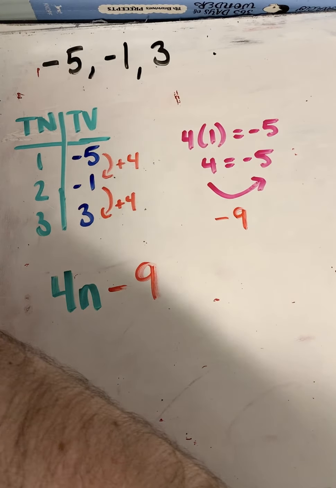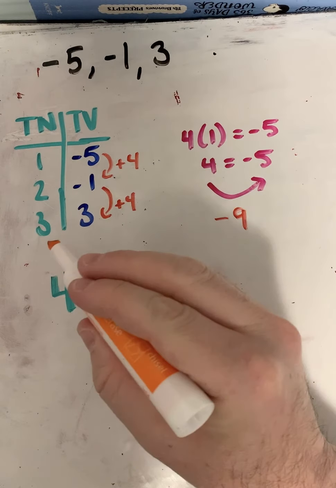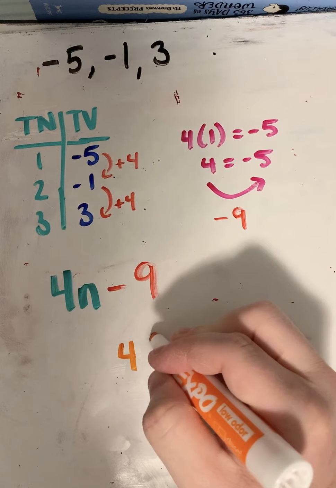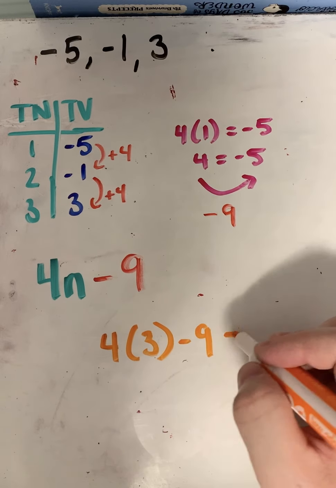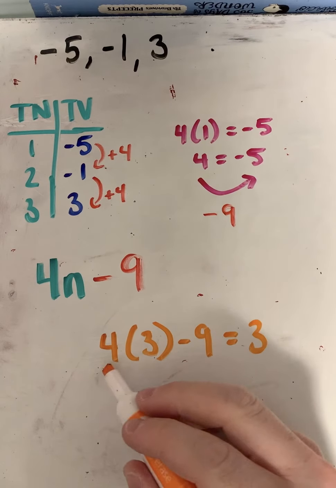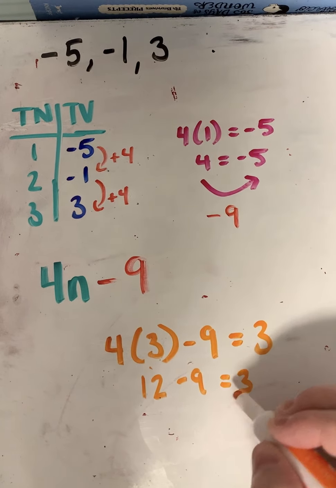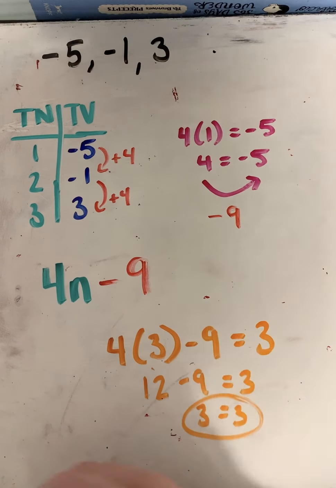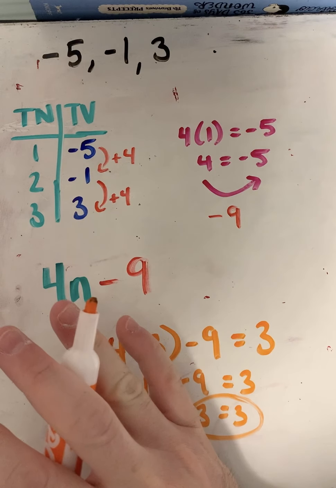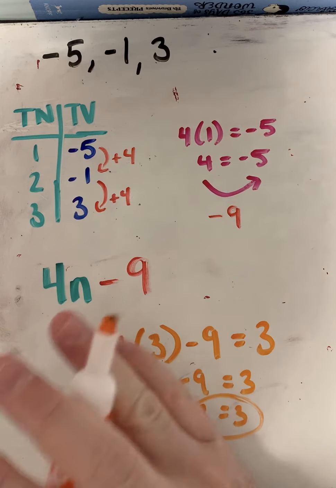At that point, you should have tested it out. And you should have read something like this. Okay, let's do the third one maybe. So 4 times 3 minus 9 should equal 3. 4 times 3 is 12. 12 minus 9 is 3. 3 equals 3. Well done. I want to pause you here to show you a little hint.